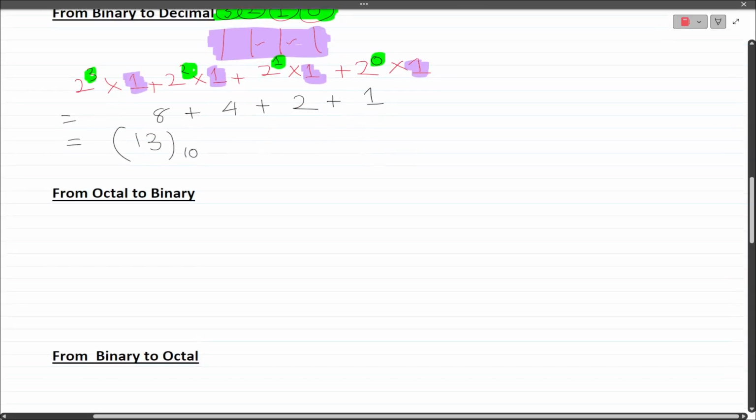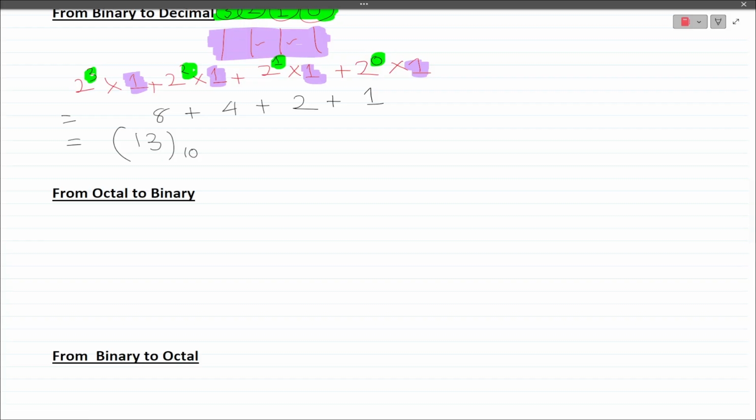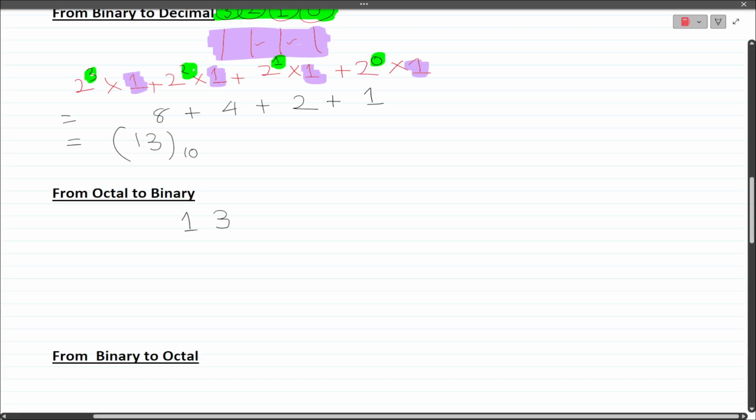Now let's learn how to convert octal to binary. Octal means I need to take a number where each digit ranges between 0 to 7. So let me take 135. This is my octal number.